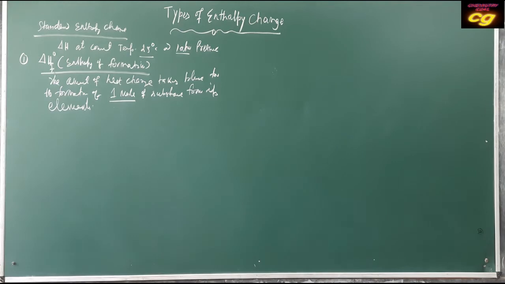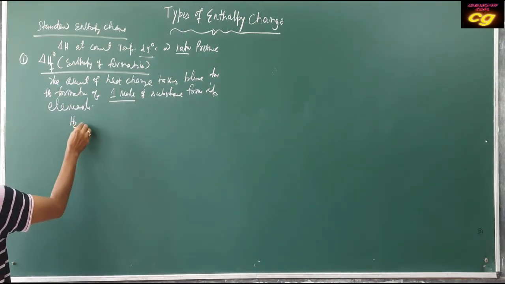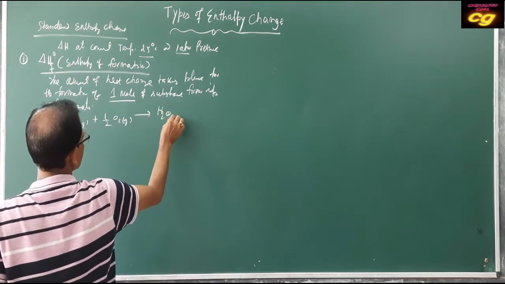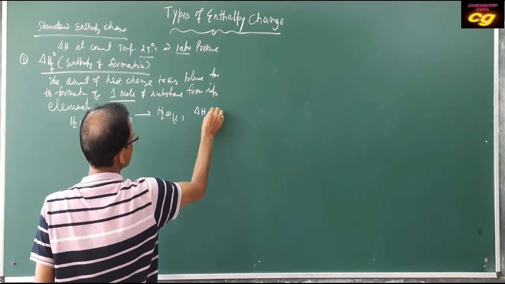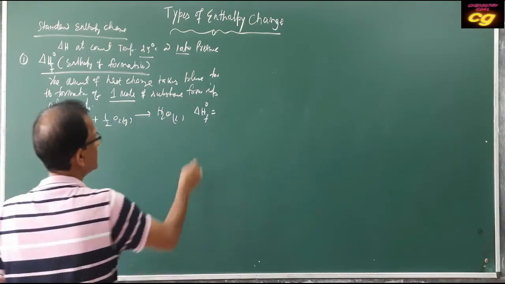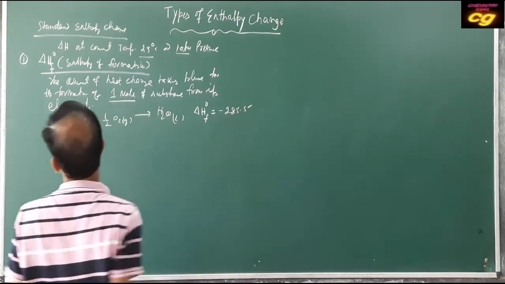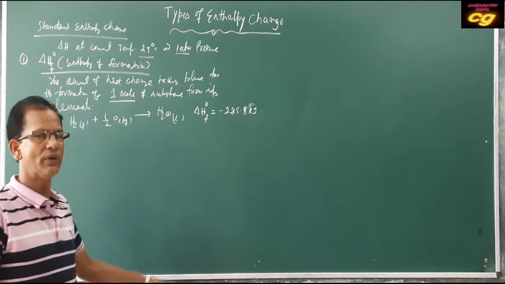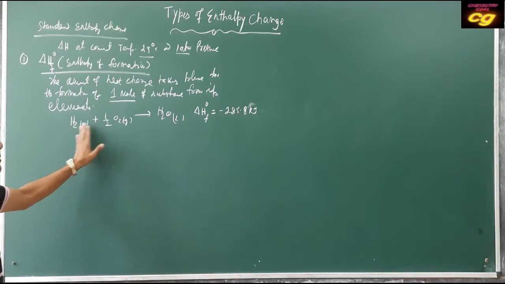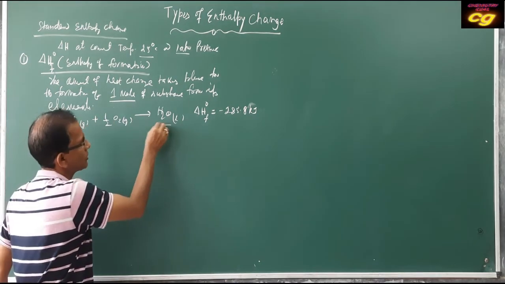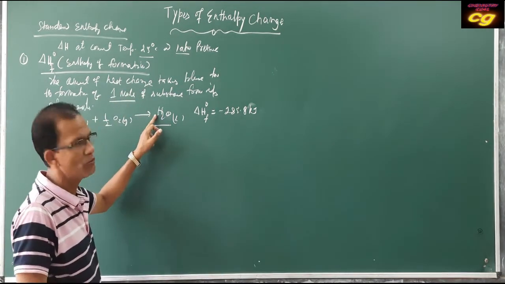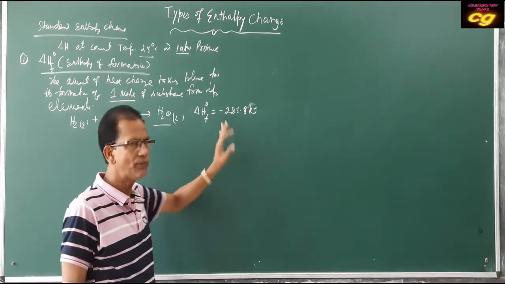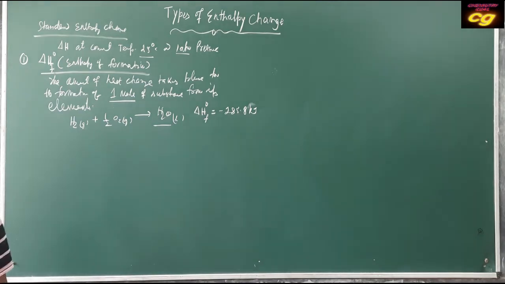For example, enthalpy of formation of water: H2(g) plus half O2(g) converts to H2O(l). Here the enthalpy change is in standard state. The enthalpy of formation of this water is minus 285.8 kilojoule, approximately. This is the amount of heat produced for the formation of 1 mole of water from hydrogen and oxygen. So the important thing is you have to see the product should be 1 mole. If the equation is multiplied by x, then you have to divide the enthalpy change by x. If it is multiplied by 2, you have to divide by 2. As it is 1 mole, this is called the enthalpy of formation of 1 mole of water. So this is about enthalpy of formation.